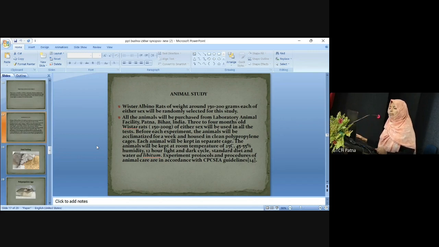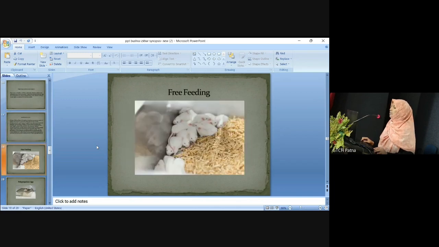The animals will be kept at room temperature of 25 degrees Celsius, with humidity of 55 percent, and in a cycle of 12 hours light and 12 hours dark. The standard diet and water ad libitum will be given, so there will be free feeding of water. Experimental protocols and procedures of animal care are in accordance with CPCSEA guidelines. The animals are kept in the cages and are allowed to freely feed whatever food they are given.